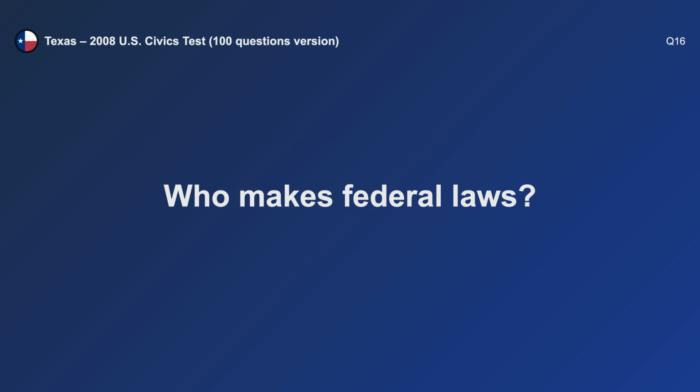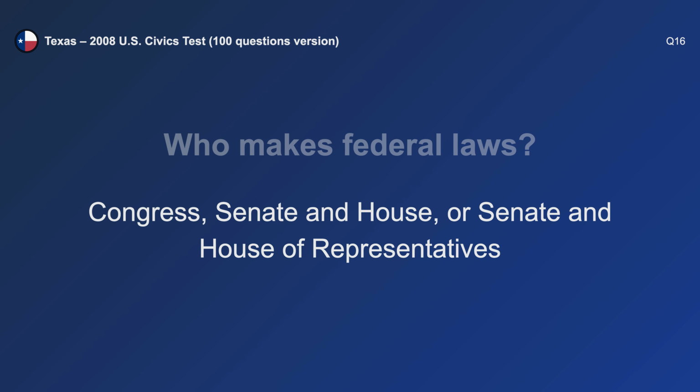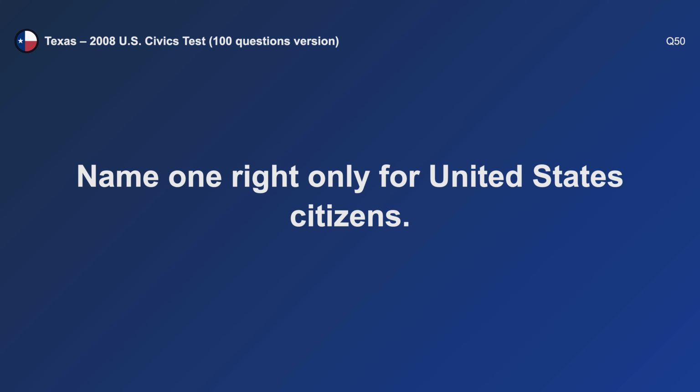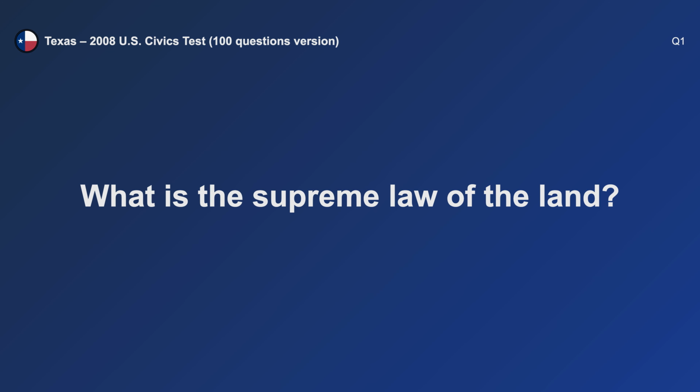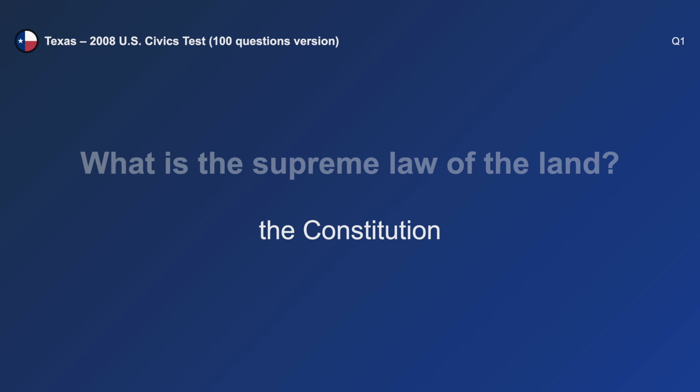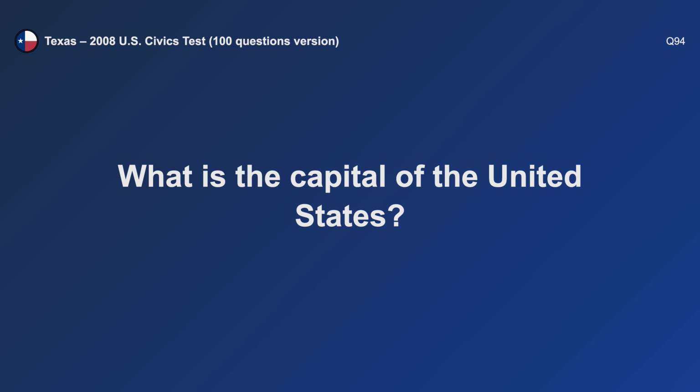Who makes federal laws? Congress. Name one right only for United States citizens. Vote in a federal election. What is the supreme law of the land? The Constitution. What is the capital of the United States?